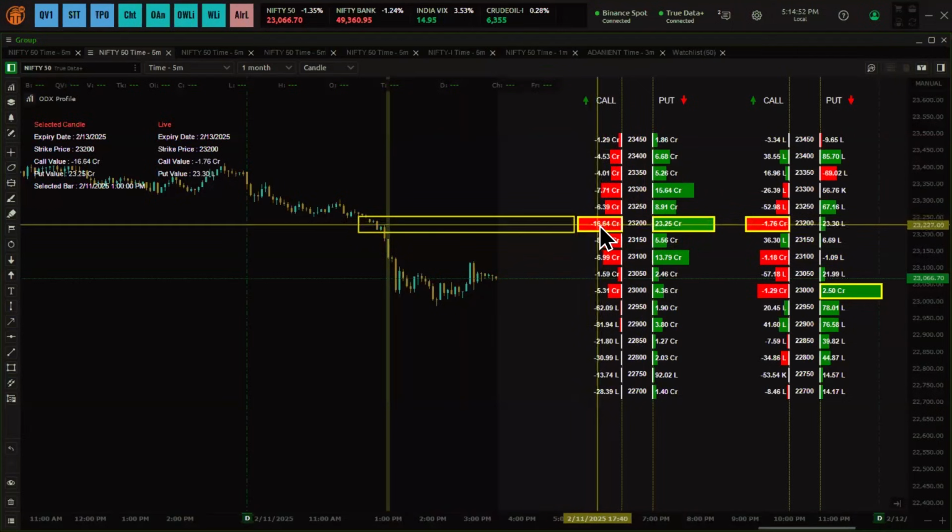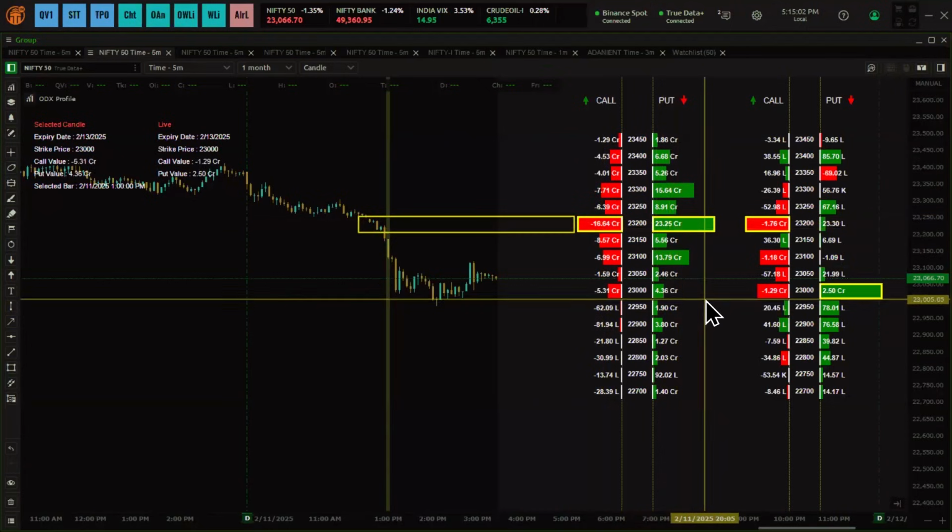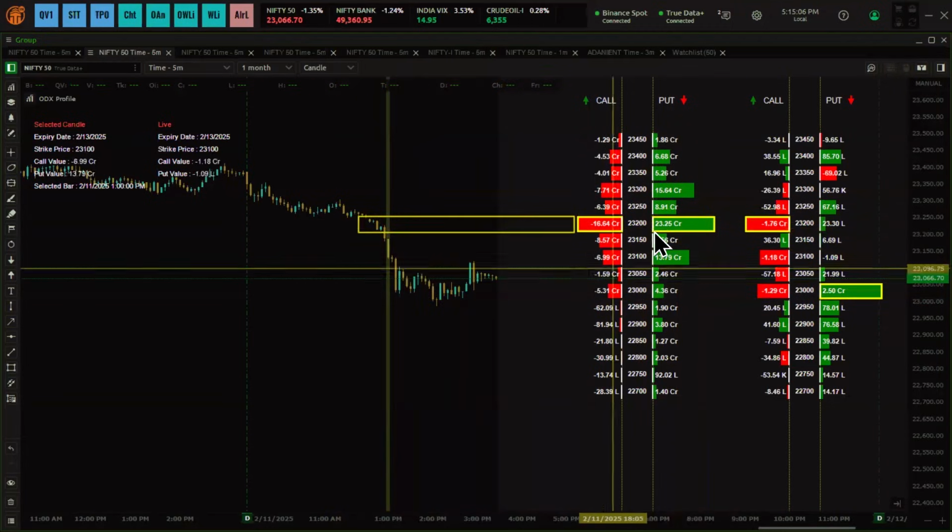Why would anybody sell call? Obviously they're expecting the market is bearish. Why would anybody buy puts of 23,000? Because they're expecting the market to fall, right? So this is why the ODX profile is important.